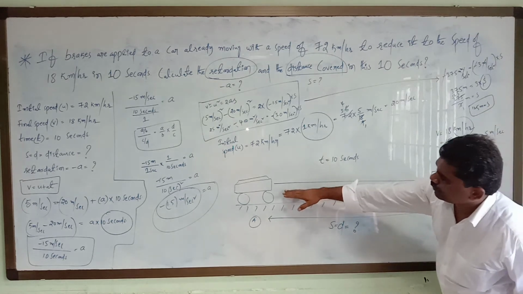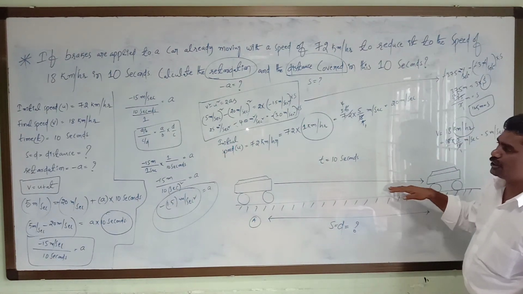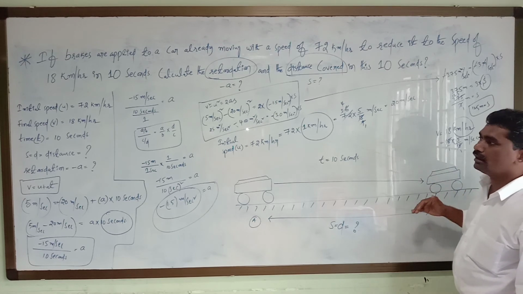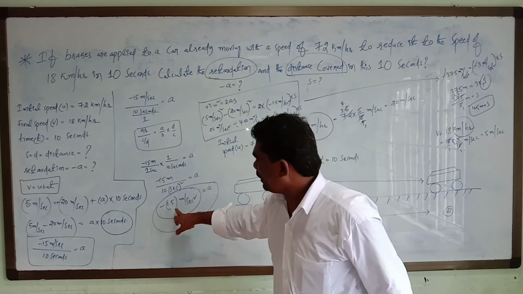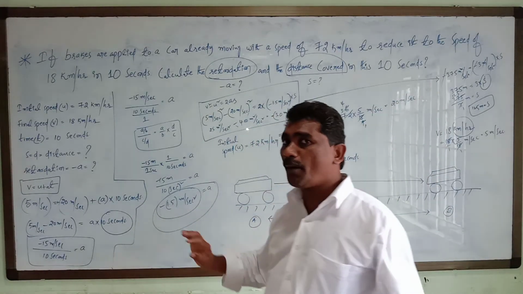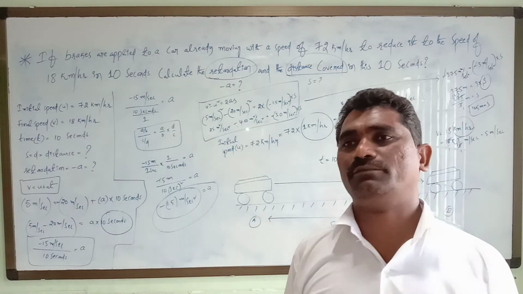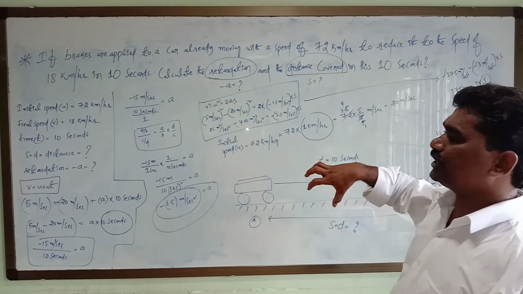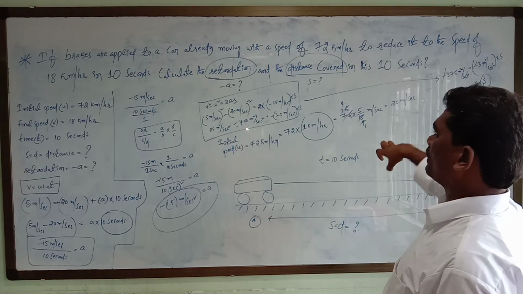And what is the deceleration? What is the rate of decrement in the speed of the car? That is minus 1.5 meter per second square. This is a deceleration, the opposite of acceleration. So like this, we can calculate the retardation, deceleration and the distance covered by the object.